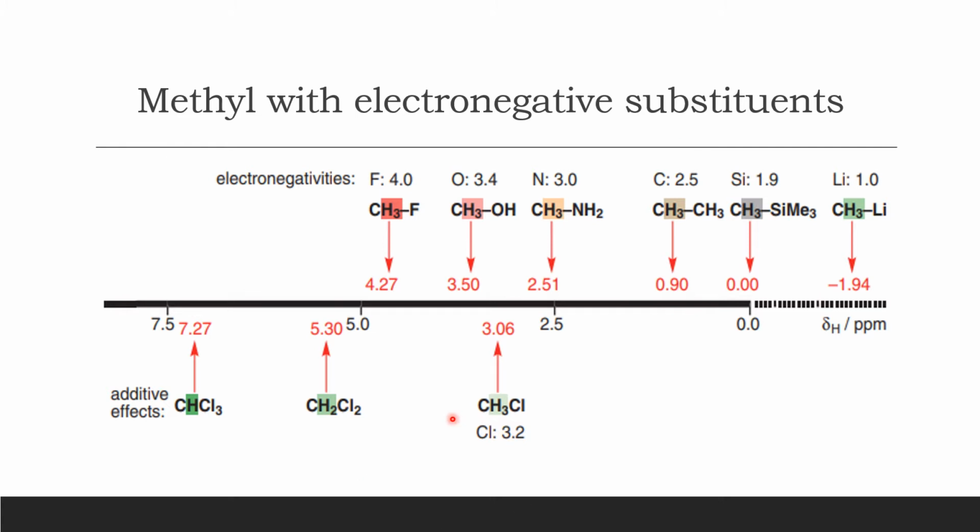And see here, if 1 chlorine is attached, this is methyl chloride, then this CH3 group will come around 3.06. If 2 chlorines are attached, this is dichloromethane, then it is 5.3. See here, 3.06, 5.3 and 7.27. Here the 3 chlorines are there; this we call chloroform, CHCl3, trichloromethane, at 7.27. It keeps on increasing. Keep this point: this is the solvent which is used to dilute the compound. This is the solvent peak, usually coming around 7.27 for chloroform.